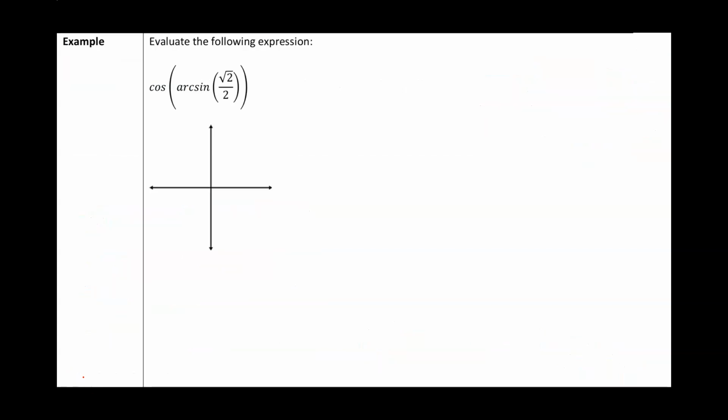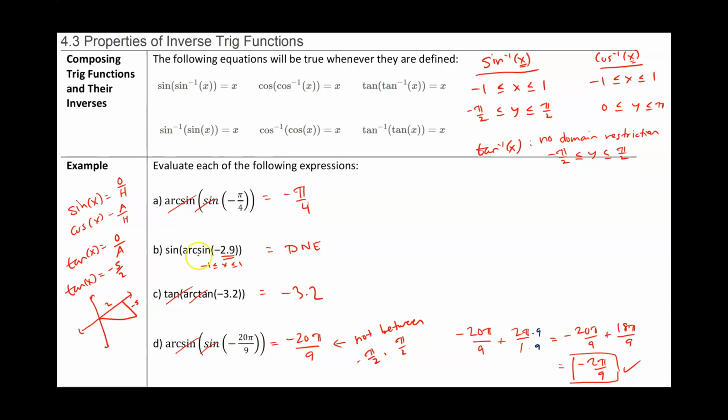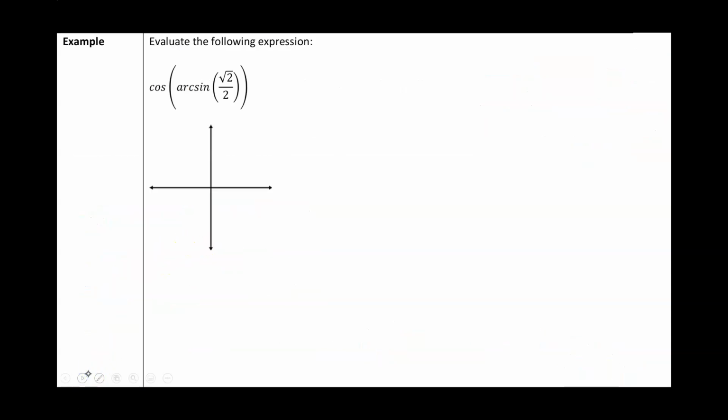Let's take a look at the next one. We have cosine of arc sine of radical 2 over 2. Now, when you had sine and arc sine, they just undo each other. But when you have cosine and arc sine, they do not undo each other, right? Because they're not the same function. So we have to do it step by step.